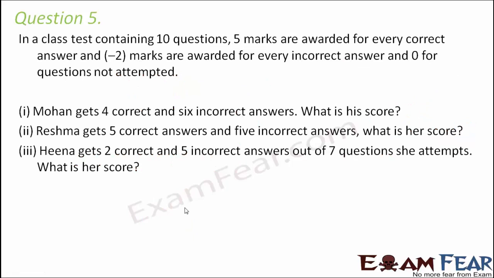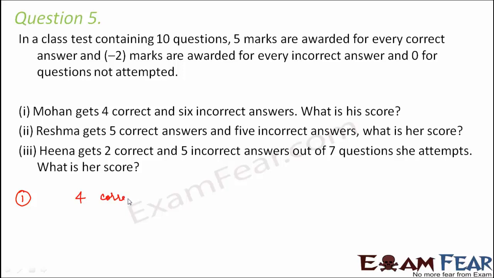Question number 5. In a class test containing 10 questions, 5 marks are awarded for every correct answer and minus 2 marks are awarded for every incorrect answer and 0 for questions not attempted. Mohan gets 4 correct and 6 incorrect answers. What is his score? Okay, so as far as Mohan's score is concerned, he has given 4 correct answers.